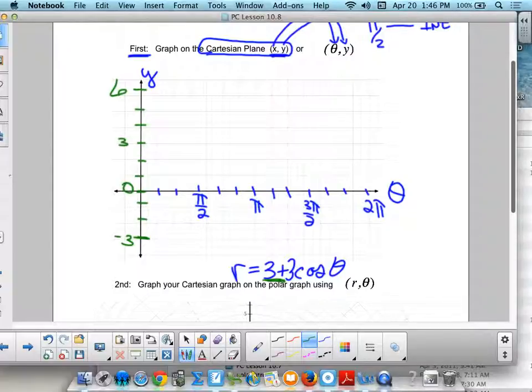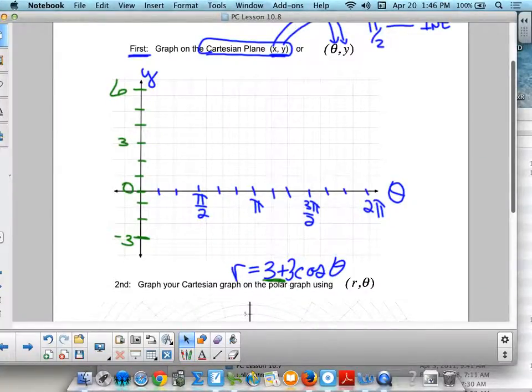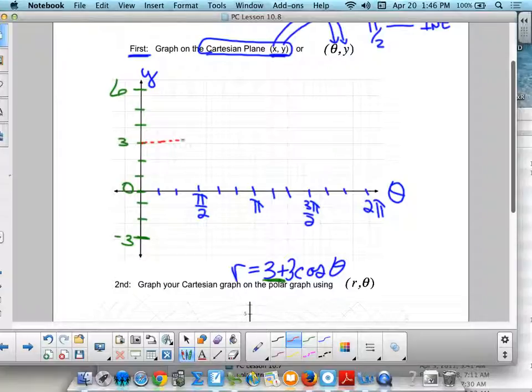This is the bottom of the wave. This is the top of the wave. And the midline sits where? On 3, yeah. So there's the midline. Okay. Now let's do cosine. What's cosine at 0? It's 1. Cosine at 0 is 1, but 1 times 3 is 3, and 3 plus 3 is 6. So you will be at the max.